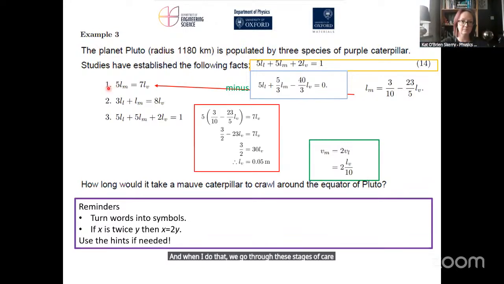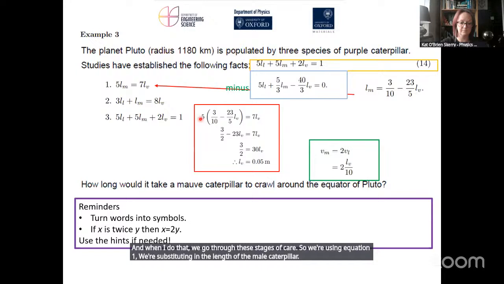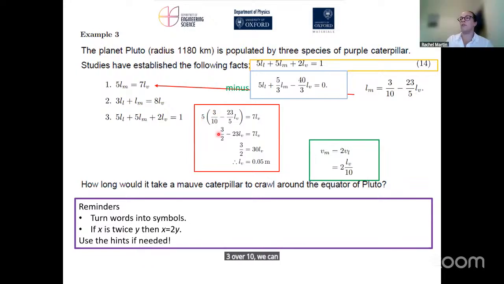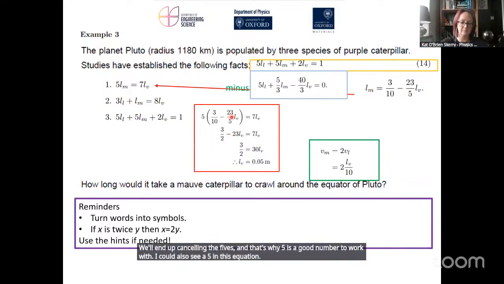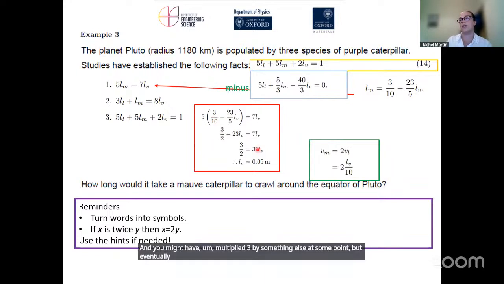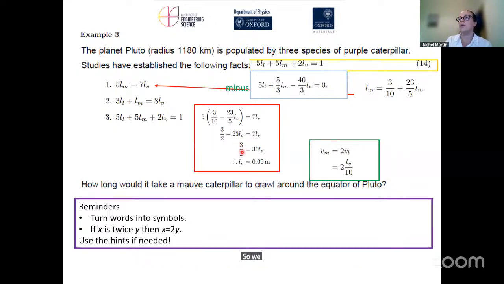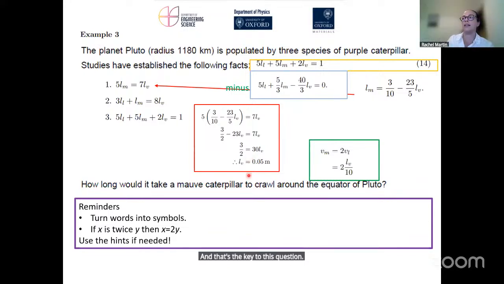So we're using equation 1. We're substituting in the length of the mauve caterpillar, 3 over 10. You can see we're working through our fractions. So 5 times 3 over 10, you get 3 over 2. We'll end up cancelling the 5s, and that's why 5 was a good number to work with. I could also see a 5 in this equation. You might have multiplied through by something else at some point, but eventually you would end up with this simplification as long as you've worked accurately. So we end up with 3 over 2 equals 30 times the length of the violet caterpillar. And that's the key to this question, calculating the length of the violet caterpillar.